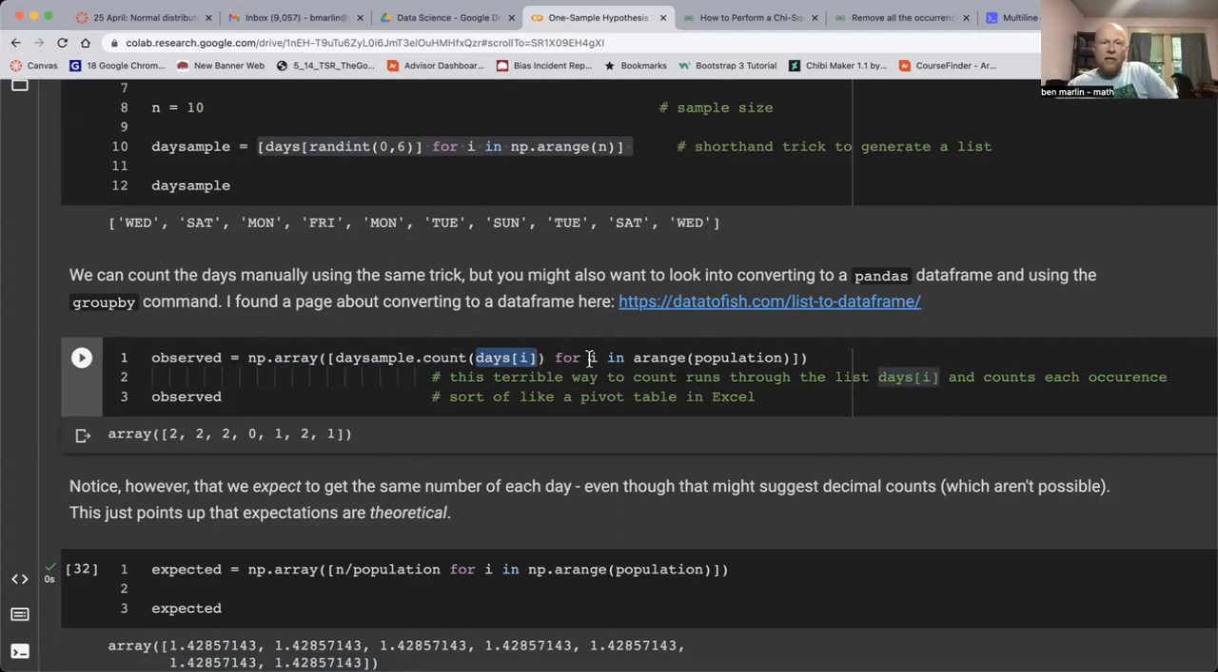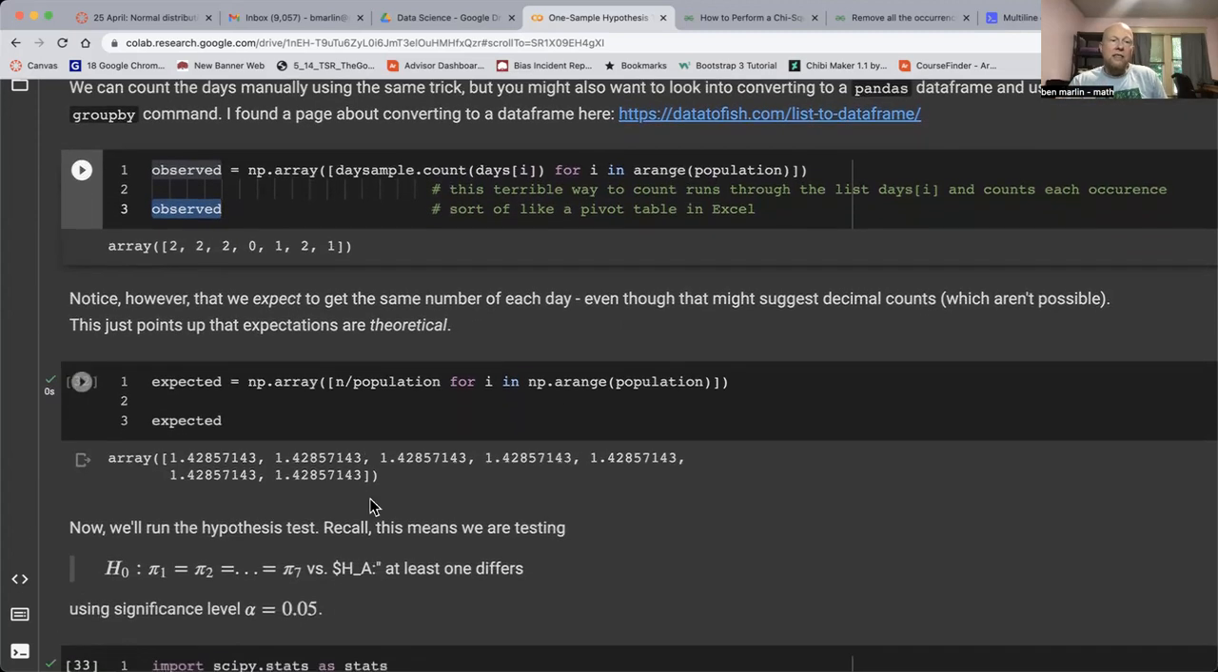And then I'm going to have the i run through 0 to 6. So that will run through and say, hey, how many Mondays do you have? Hey, how many Tuesdays do you have? And so forth. So it's going to make it into a list. And then I use np.array to make it into a numpy array, because if I don't, I get certain kinds of errors. So anyway, that shows you what observed will come out to be. It has 2 Mondays, 2 Tuesdays, 2 Wednesdays, 0 Thursdays. That's weird. 1 Friday, 2 Saturdays, and 1 Sunday.